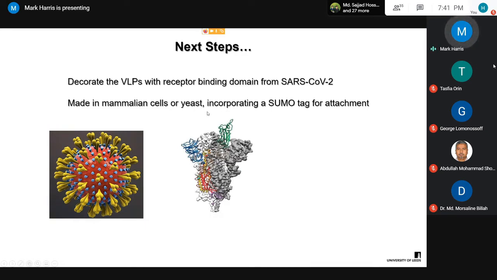And just to orientate you to what I'm talking about, this is a cartoon of SARS-CoV-2, and the spike is in yellow, and the receptor binding domain is at the end of the spike, and we think this is one of the major antigenic determinants, and so this is an ideal vaccine candidate. So instead of decorating SARS-CoV-2, let's decorate our VLPs with it and see if we can make a synthetic vaccine.